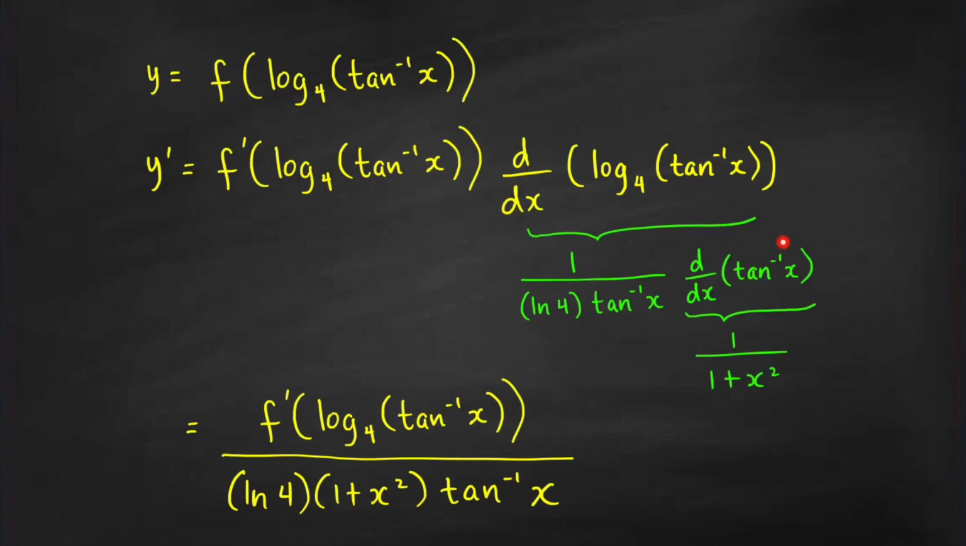And we also have a formula for the derivative of tangent inverse x, which is equal to 1 over 1 plus x squared. So therefore, we can write our answer, and it depends on f prime. So this expression times 1, so it's equal to this expression divided by ln 4 times 1 plus x squared times tangent inverse of x.